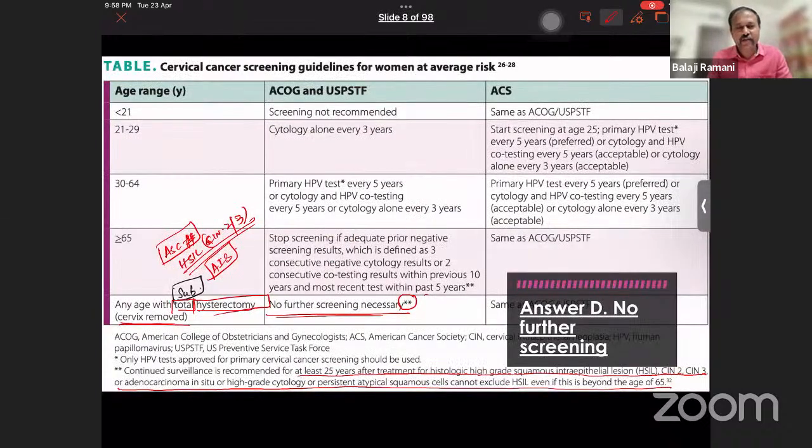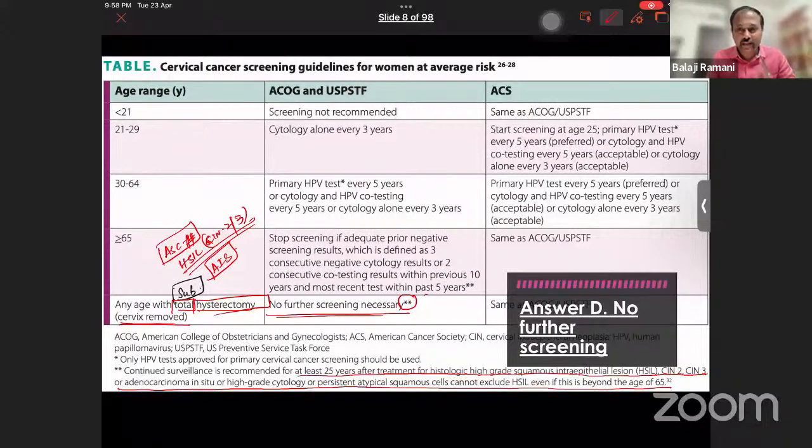So these are the guidelines. It's a very simple thing. Less than 21 years, nothing. 21 to 29, you do a pap smear once in every 3 years. From 30 till 64, you do HPV testing once in every 5 years, or continue the pap smear once in 3 years. If the age is more than 65 years, you can stop, provided 2 into 5 or 3 into 3, one of these criteria is fulfilled, and again, the last test has been done within the last 5 years. If these two criteria are satisfied, then at more than 65 you can stop.